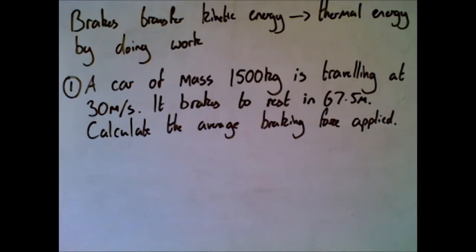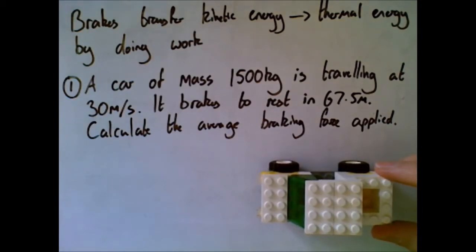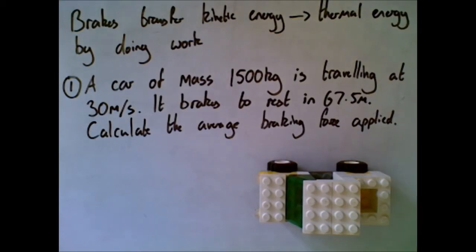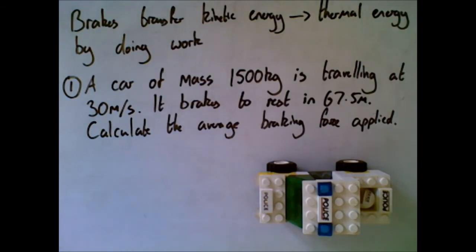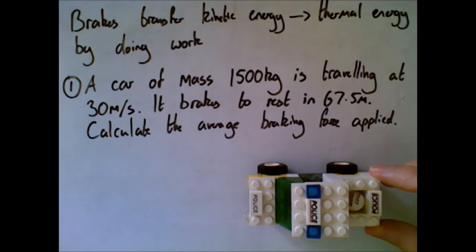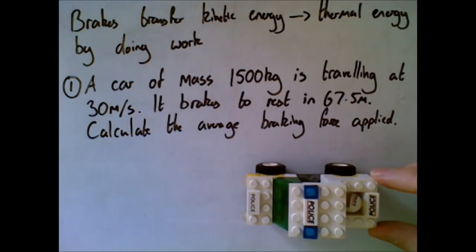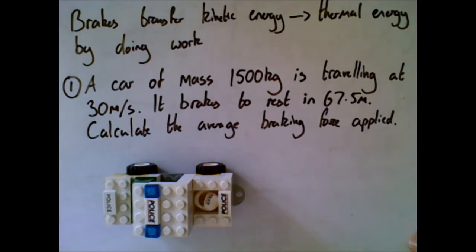Right, I've just rewritten the question there because I obviously need to be able to write. I just thought I'd show you the picture. So then we can imagine, so here's our car and it's driving along. Oh, it's meant to be a police car. Right, give me a second. There we go, much better. So here's our police car. It's driving along and it brakes to rest, and it's taking it 67.5 meters before it has stopped. And we've got to work out the braking force.